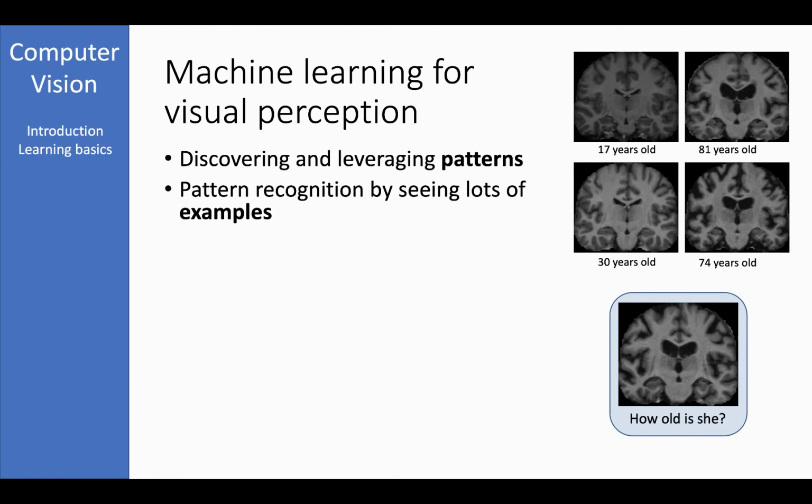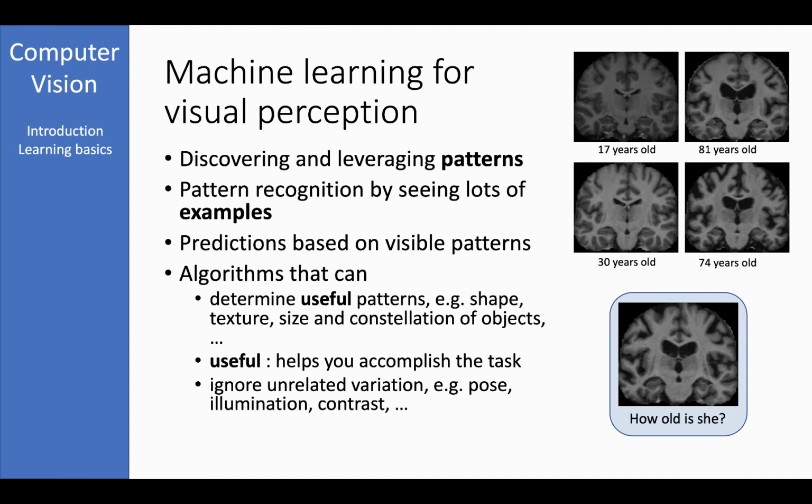So when we train the algorithm, basically when we tune its parameters by showing lots of examples, now we can actually use the algorithm to answer the question for a new image. Once we have this image, which is not seen by the algorithm yet, the algorithm can look at it, identify the patterns, and tell us how old she is. So the predictions are based on visual patterns, and algorithms that can determine useful patterns like shape, texture, size, and constellation of objects are quite useful.